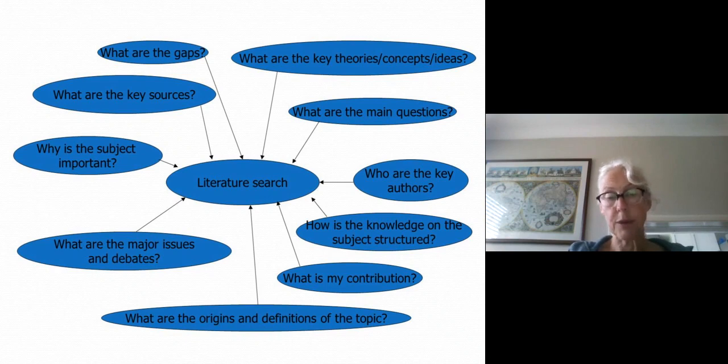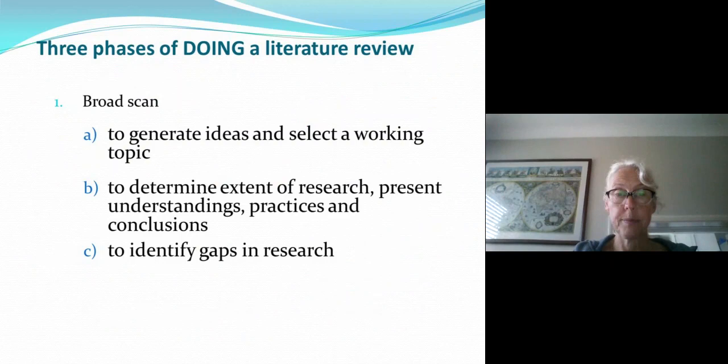There's also things here like what are the major issues and debates? So, for example, you have different perspectives on a topic. Not everyone has found the same, and people have researched things from different points of view. So that might link to how is the knowledge on the subject structured? And there's different ways of looking at it. So, there's all sorts of things you can do in a literature review. And I would perhaps bear in mind all these different questions, because they're things to have in the back of your mind while you're doing a literature review.